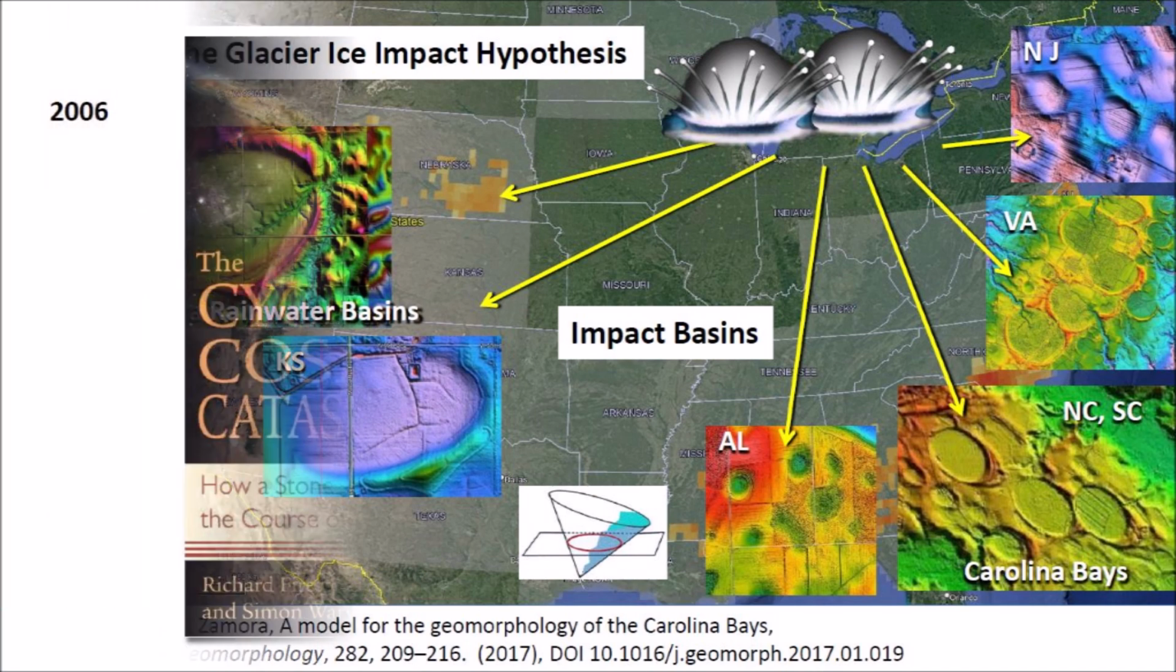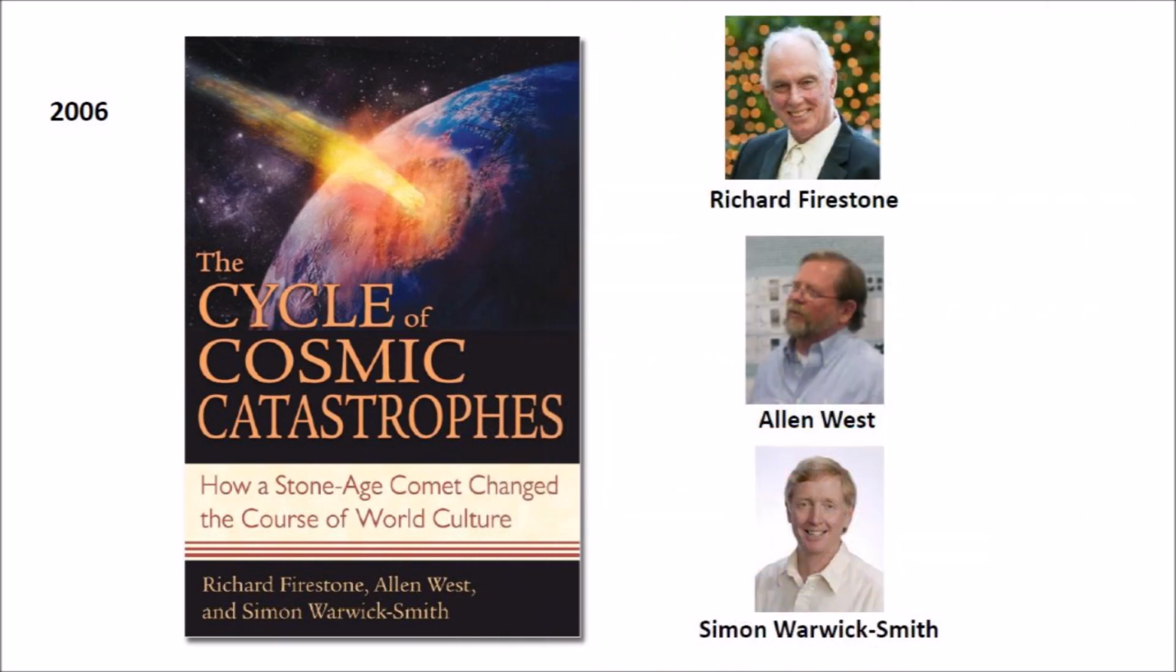cavities. A book published in 2006 by Richard Firestone, Alan West, and Simon Warwick Smith proposed that a cosmic chain of events culminated in the extinction of the megafauna and the Clovis culture approximately 13,000 years ago. This book established what was later called the Younger Dryas Impact Hypothesis.